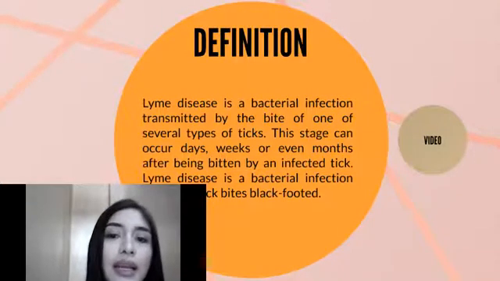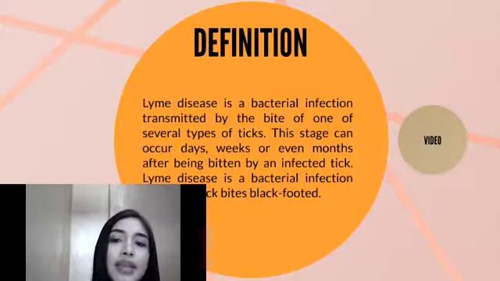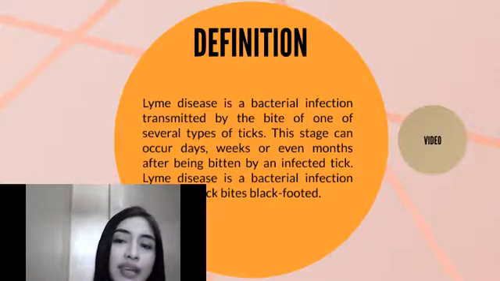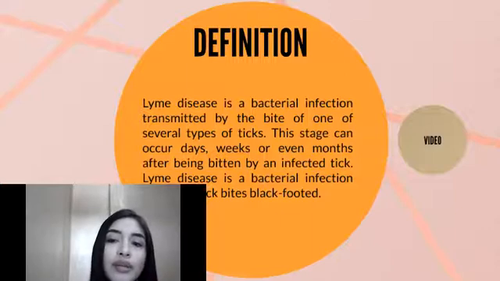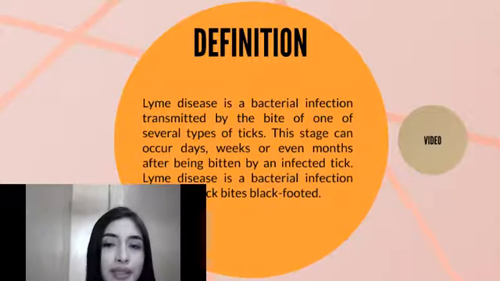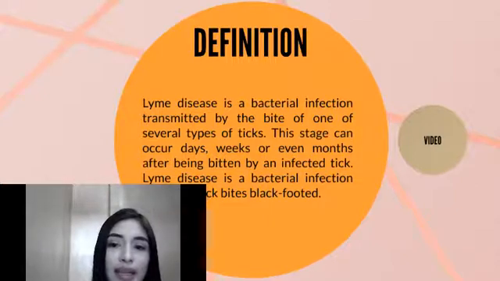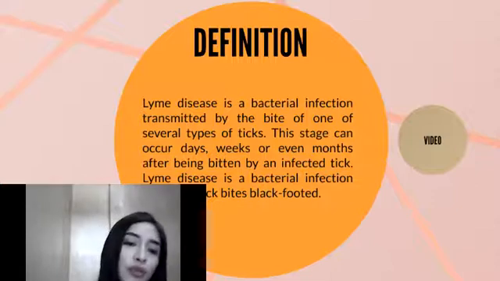Definition: Lyme disease is a bacterial infection transmitted by the bite of one of several types of ticks. This stage can occur days, weeks, or even months after being bitten by an infected tick. Lyme disease is a bacterial infection caused by a tick with a black foot.